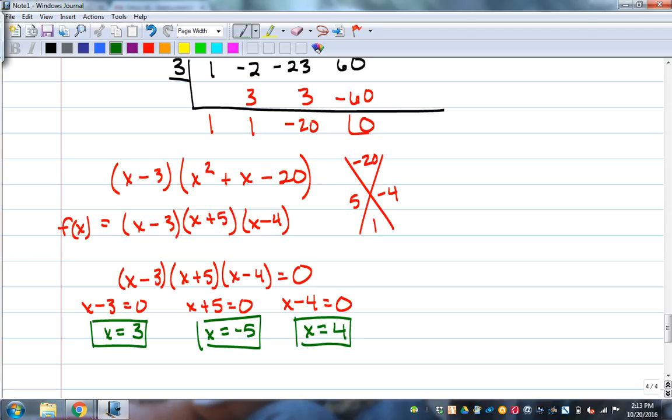So originally, what was the degree of our polynomial? What was the highest exponent? 3, right? It was cubic because it started out with x to the third power. How many answers did we find? 3. That's not a coincidence. That should match up.